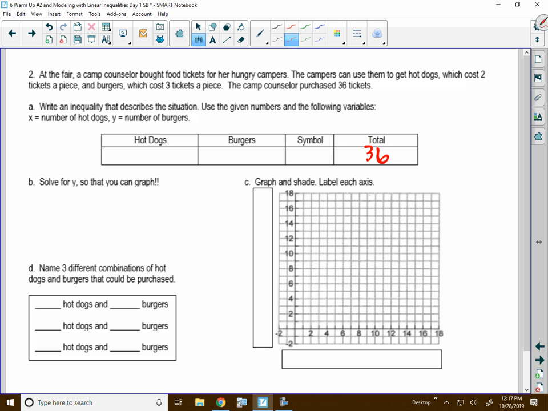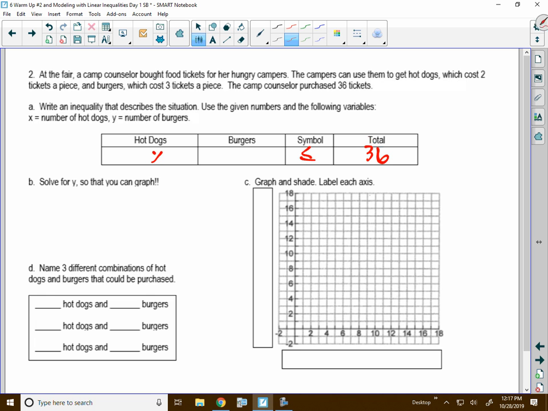Okay, so think about it. If we take the number of tickets and add them together, what symbol are we going to use? Can the number of tickets used be greater than 36? No. So we need to use less than. Can they be equal to 36? Yeah. Okay. Now, if I was a camp counselor, I would hope that they used them all, right? So let's try to get as close to 36 as we can. That's like real life. So equal to would definitely be an option.